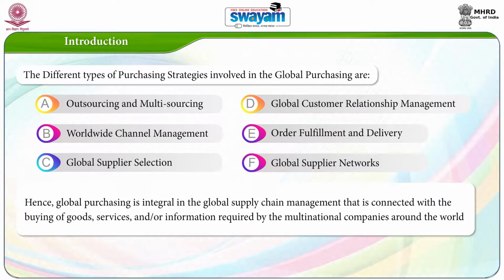Hence, global purchasing is integral in the global supply chain management that is connected with the buying of goods and services or information required by the multinational companies around the world. It is to be noted that 90% of global demand is not fully met by local supplies, and global supply chains will soon account for 25% of multinational firms' performance. Further, the supply chains need to develop 43% more global in the next decade so that a firm's competitive edge is sharpened in the global arena.